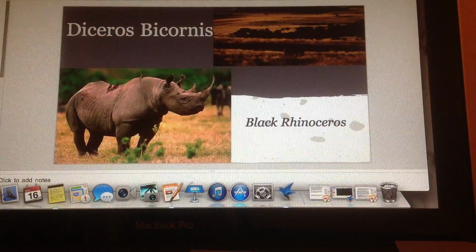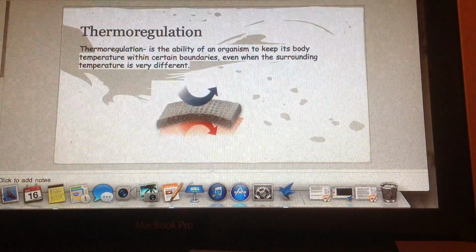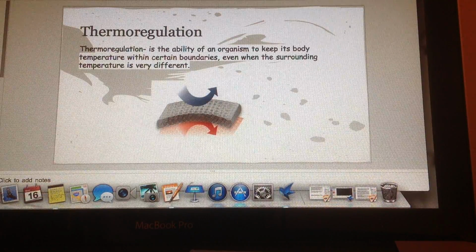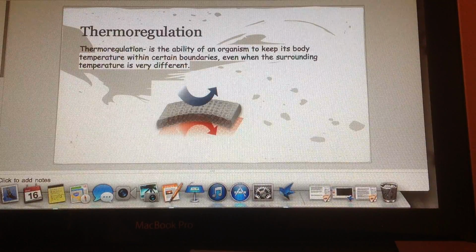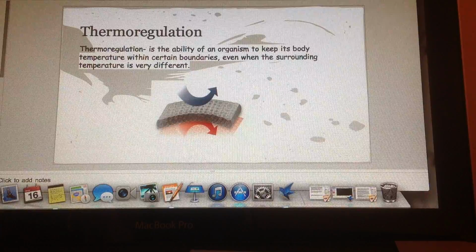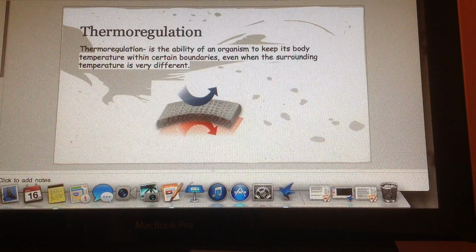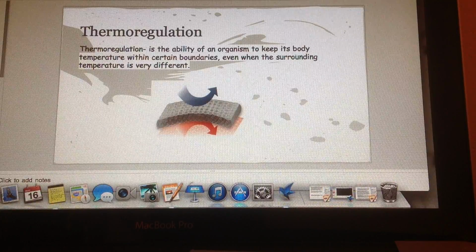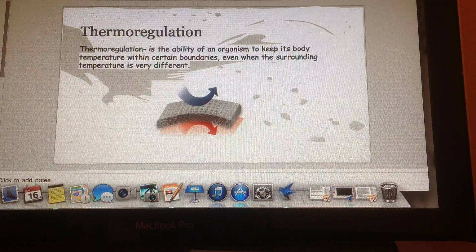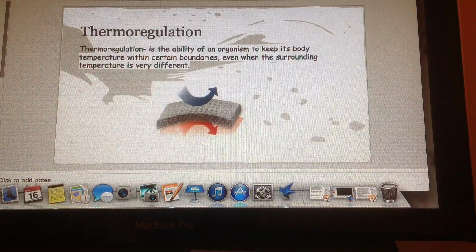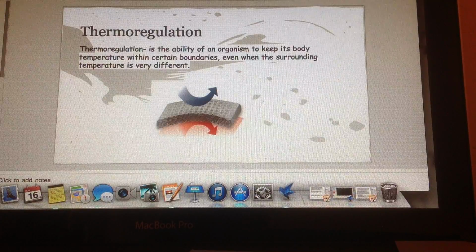My example of a homeostatic system is thermoregulation within a black rhinoceros. Thermoregulation is the ability of an organism to keep its body temperature within certain boundaries, even when the surrounding temperature is very different. Like other mammals, rhinos are endotherms, inferring that they are able to maintain a stable temperature internally. Their bodies are like internal combustion engines, producing heat as they consume and digest food. This metabolic heat warms their innards and then they radiate any excess heat to the surrounding environment in order to maintain a stable internal temperature.